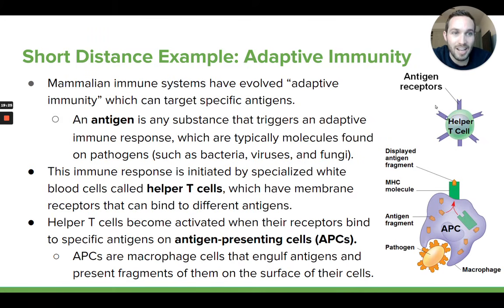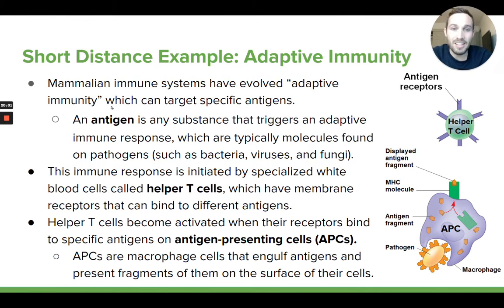And so what happens in this situation, this is just a quick little lesson on adaptive immunity and how it involves this type of short distance signaling that we've been talking about, is there's these certain antigens. So an antigen is basically a substance that triggers an adaptive immune response. So it's some kind of substance that enters your body that then basically activates your immune system cells to start targeting that substance. That's what an antigen is. It's just a vague term for anything that's in your body that's not supposed to be in your body, basically, and triggers an immune response.